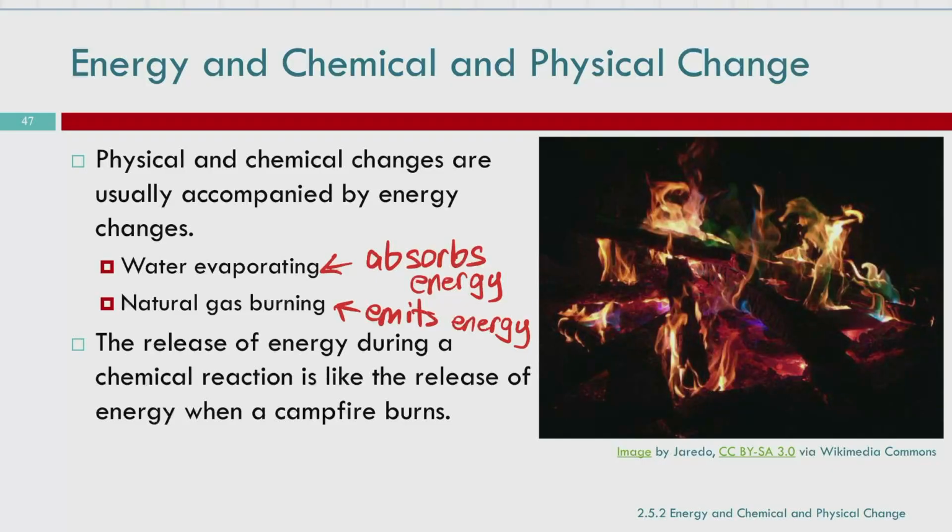An example of a release of energy during a chemical reaction is if you have a campfire that's burning. This campfire, I think, has some metals in it. That's why it's got some of the cool colors. So that energy that's released is from the chemical reaction that's going on in the fire.